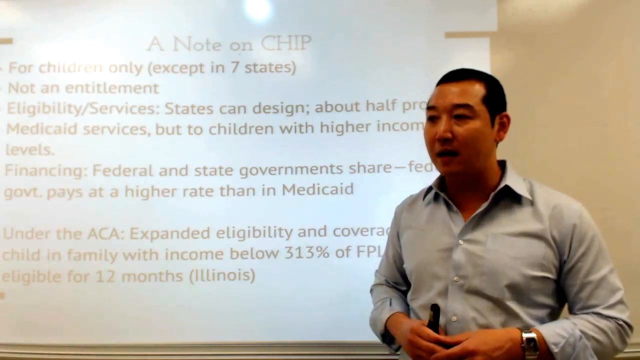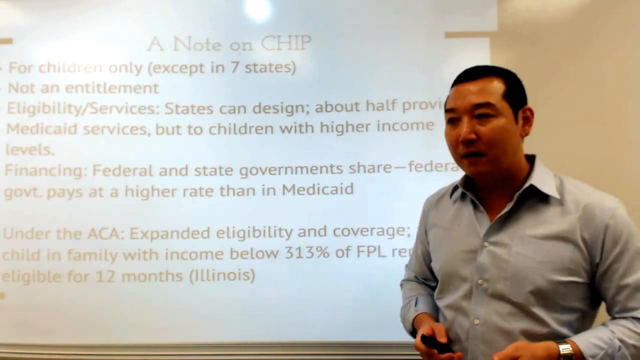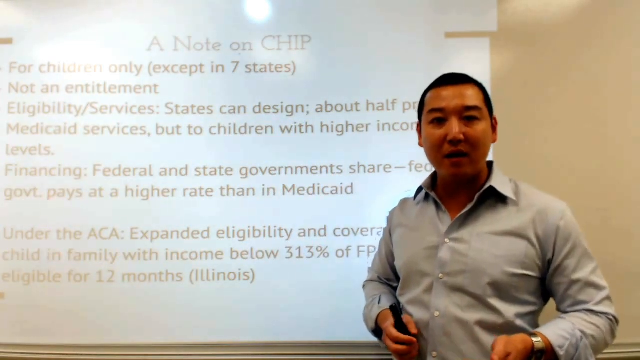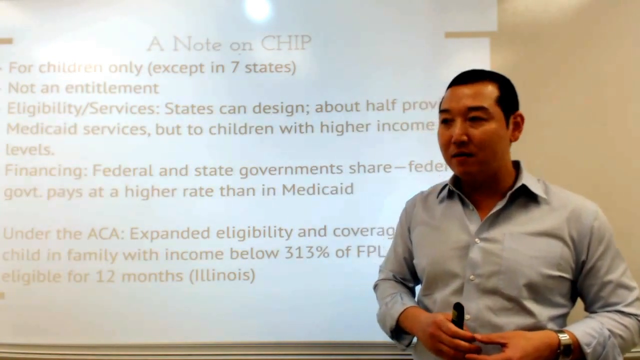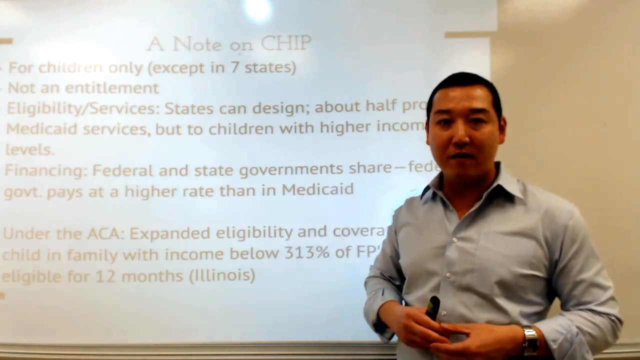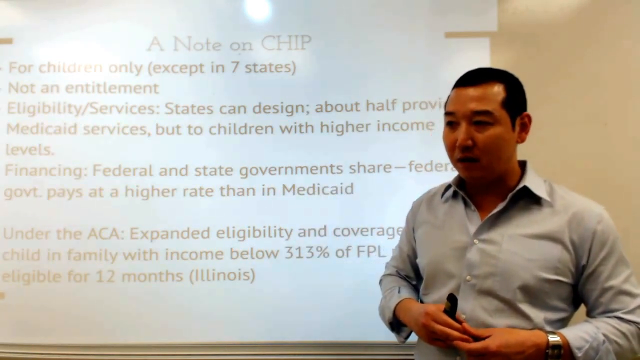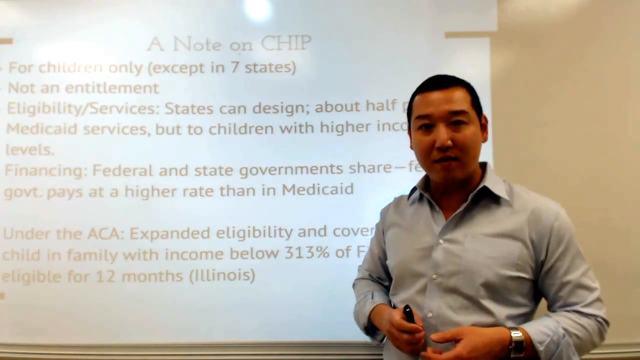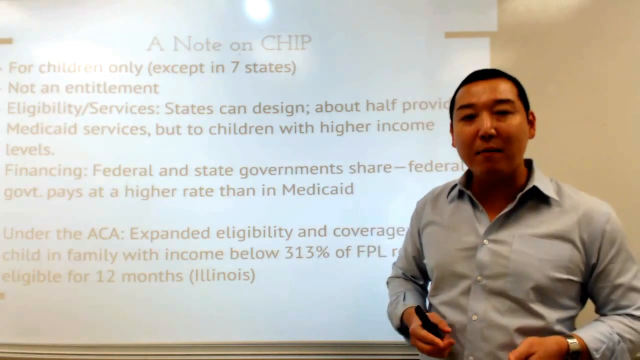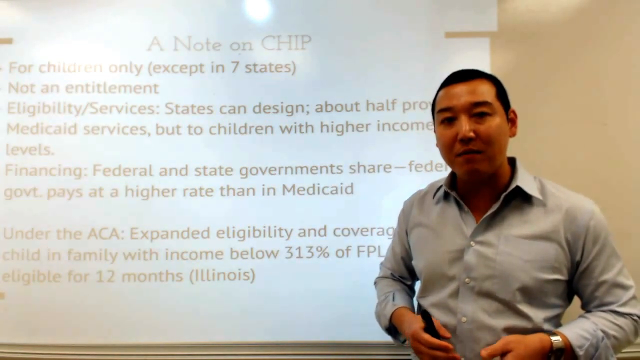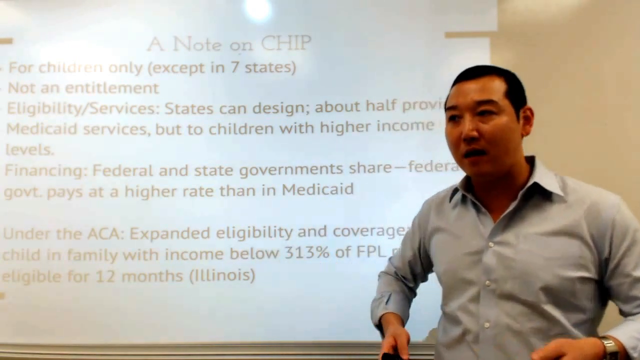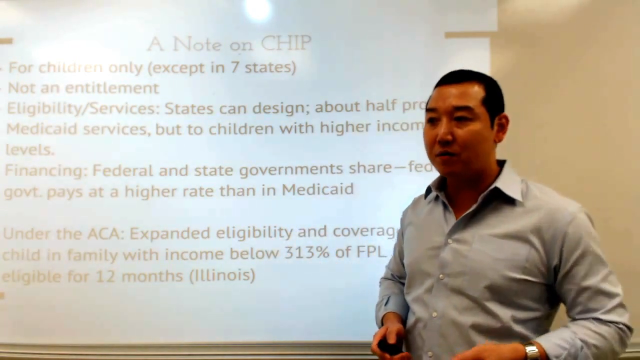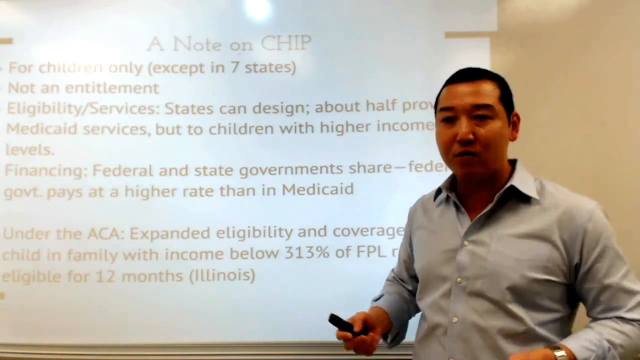And so if we're taking Illinois as an example, Illinois, of course, offers Medicaid coverage to families with kids up to 142% of poverty, and then for those exceeding 142% of poverty, up to, for Illinois, 313% of poverty. So families with kids with income up to 313% of poverty are eligible for the Children's Health Insurance Program. It's a temporary benefit for 12 months.